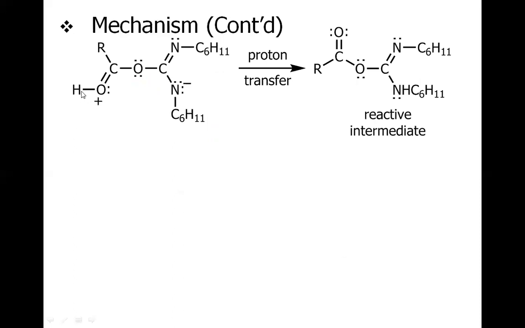So this hydrogen transfers to this nitrogen, because this nitrogen is negatively charged and this oxygen is positively charged. So in transferring this proton from here to here, both atoms, the oxygen and nitrogen, will neutralize. So this is the proton transfer, and we have this product where we have this carbonyl and this NH.